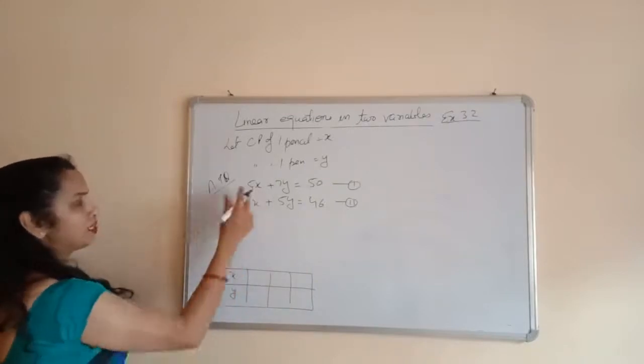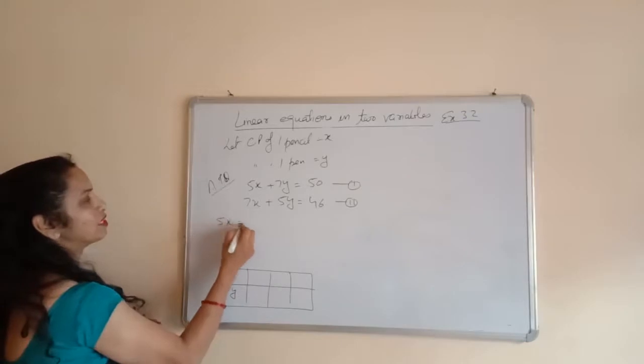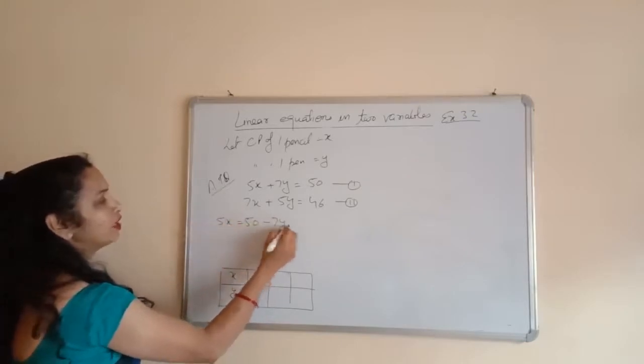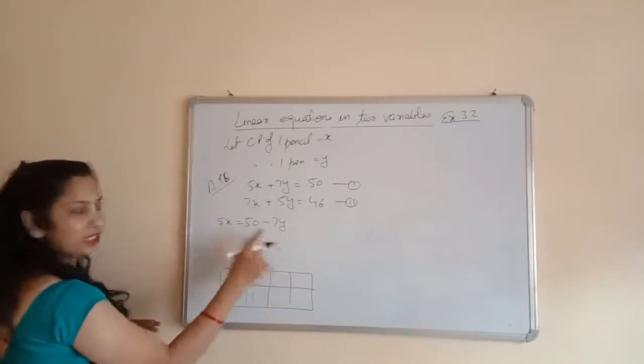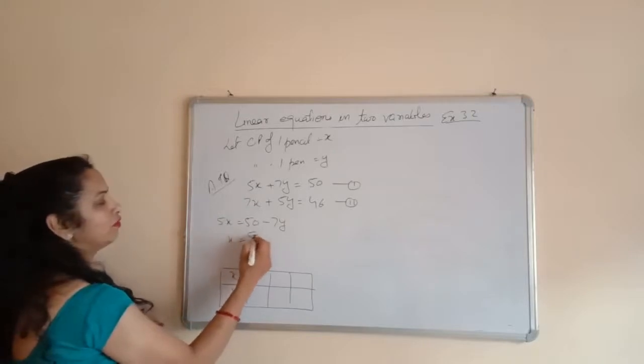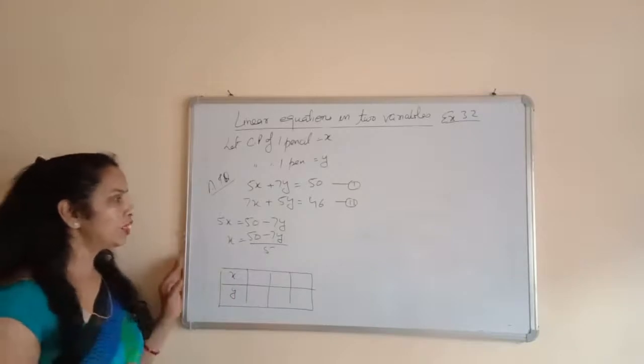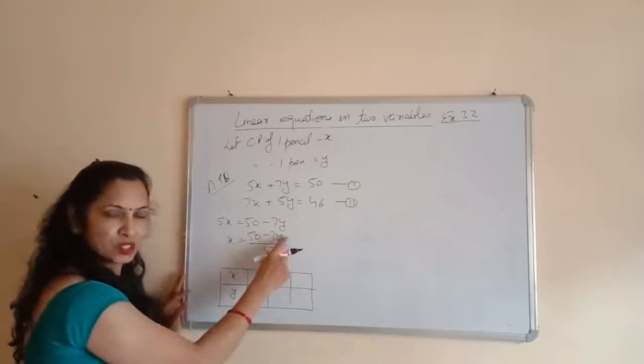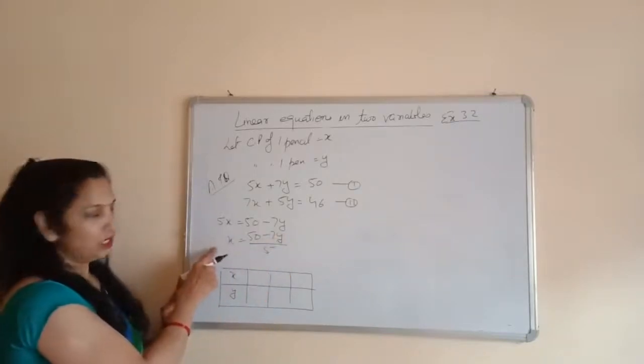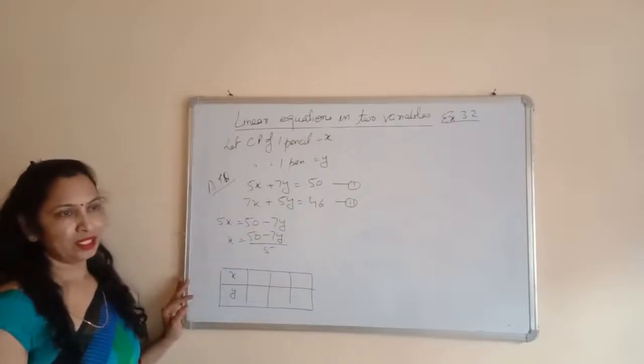Again, by this first equation we can see that 5x is equal to 50 minus 7y, and taking the 5 down, x is equal to (50 minus 7y) upon 5. Now you can put in different values of y so that you can find the values of x. So you can choose any value for y.